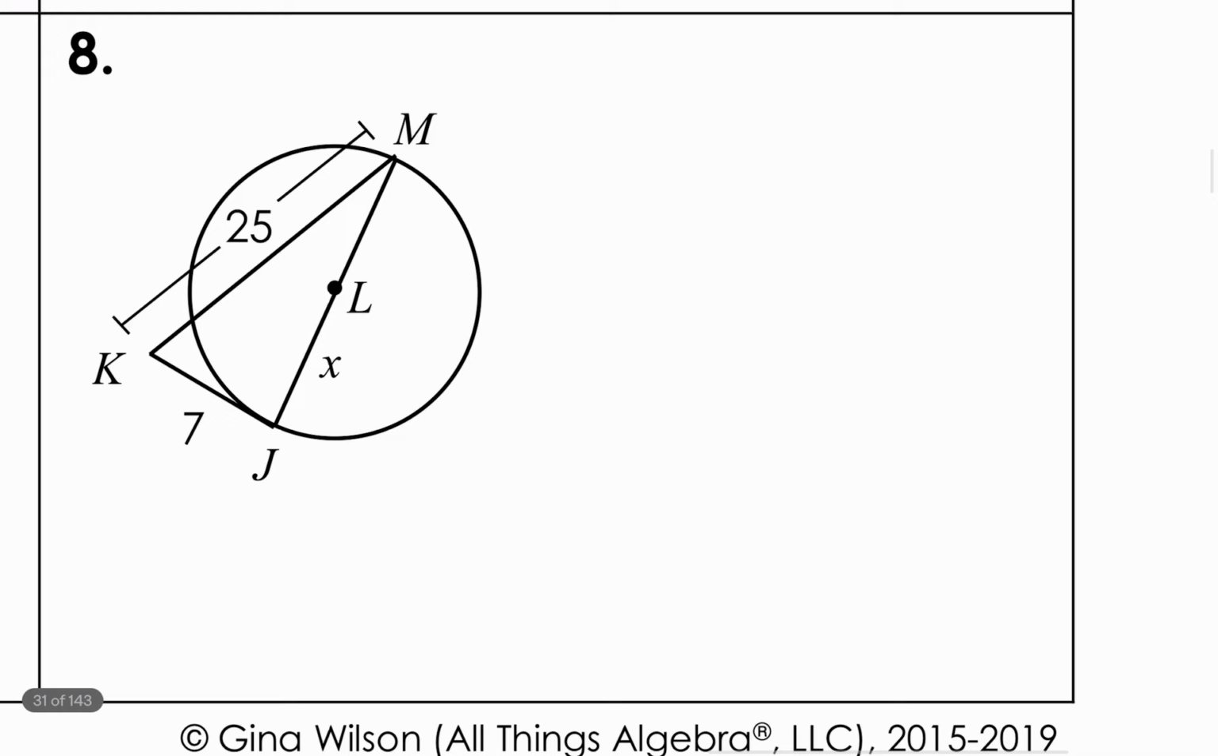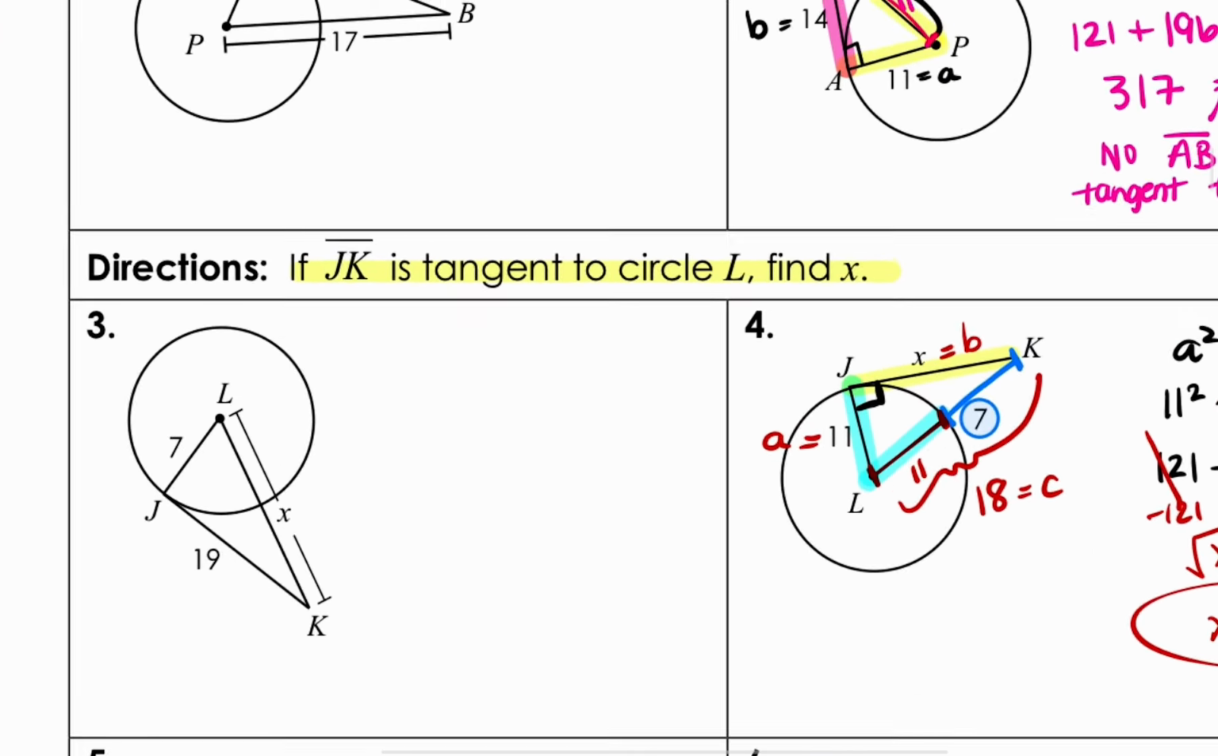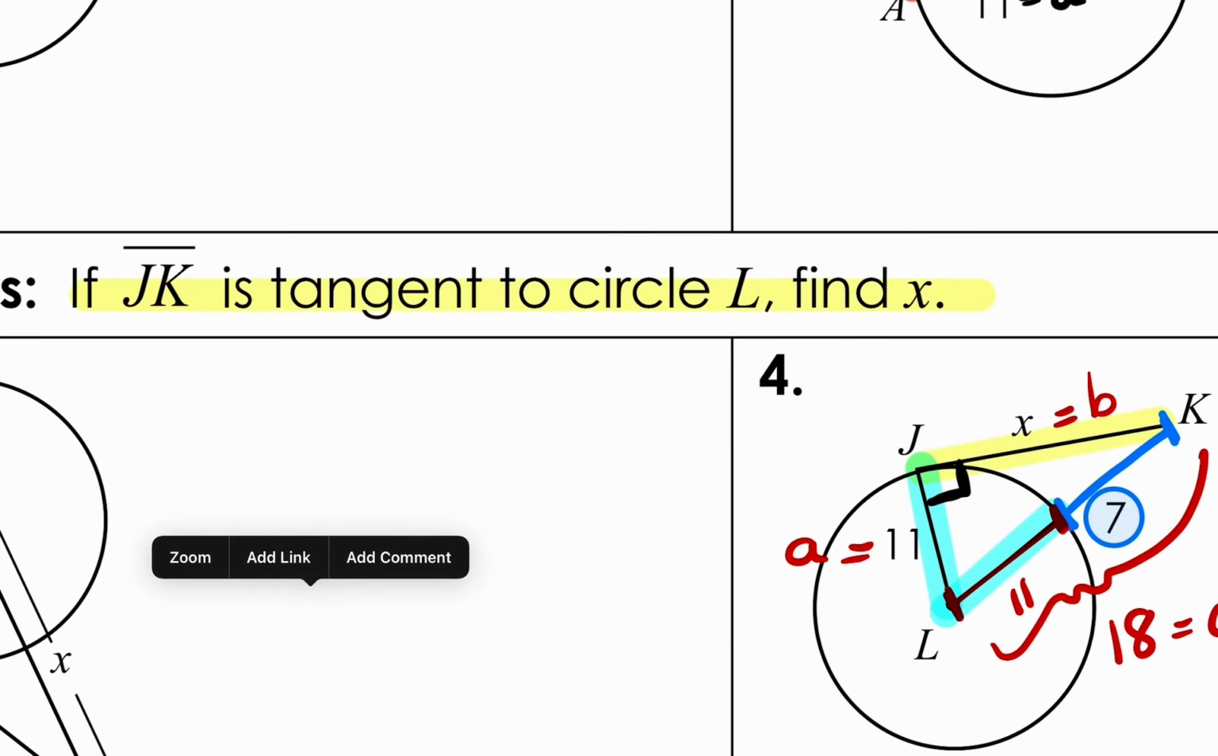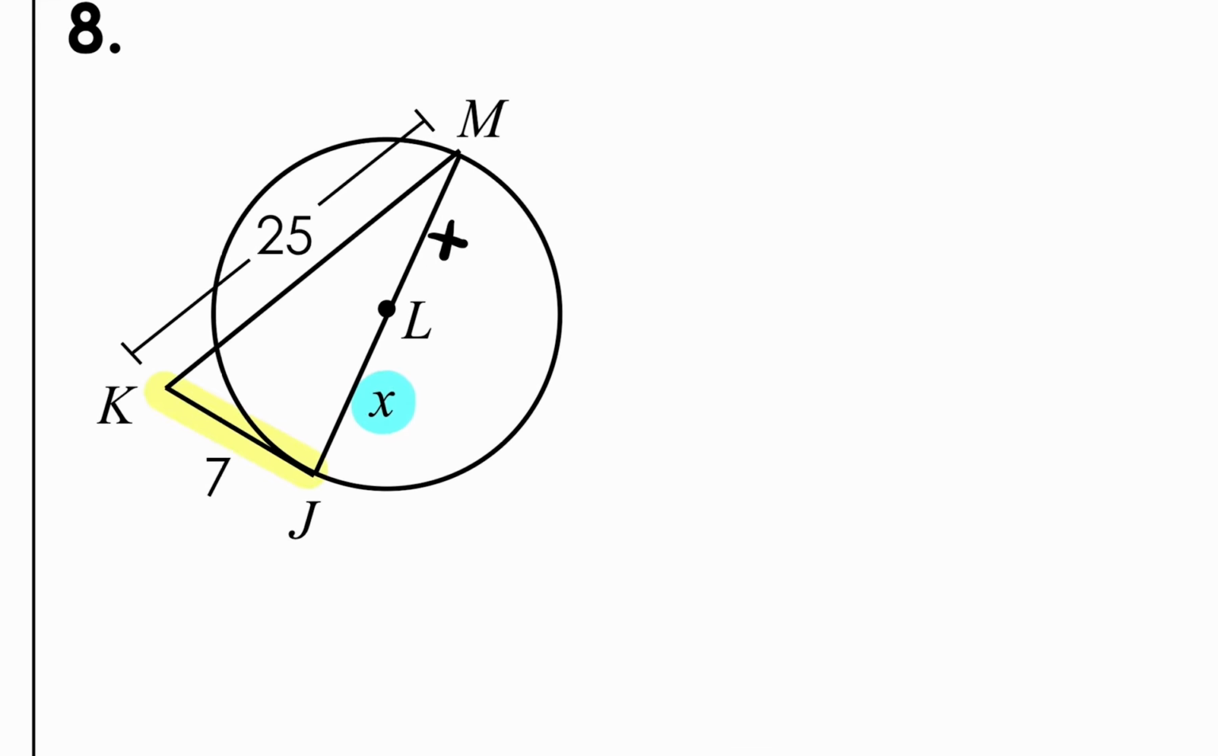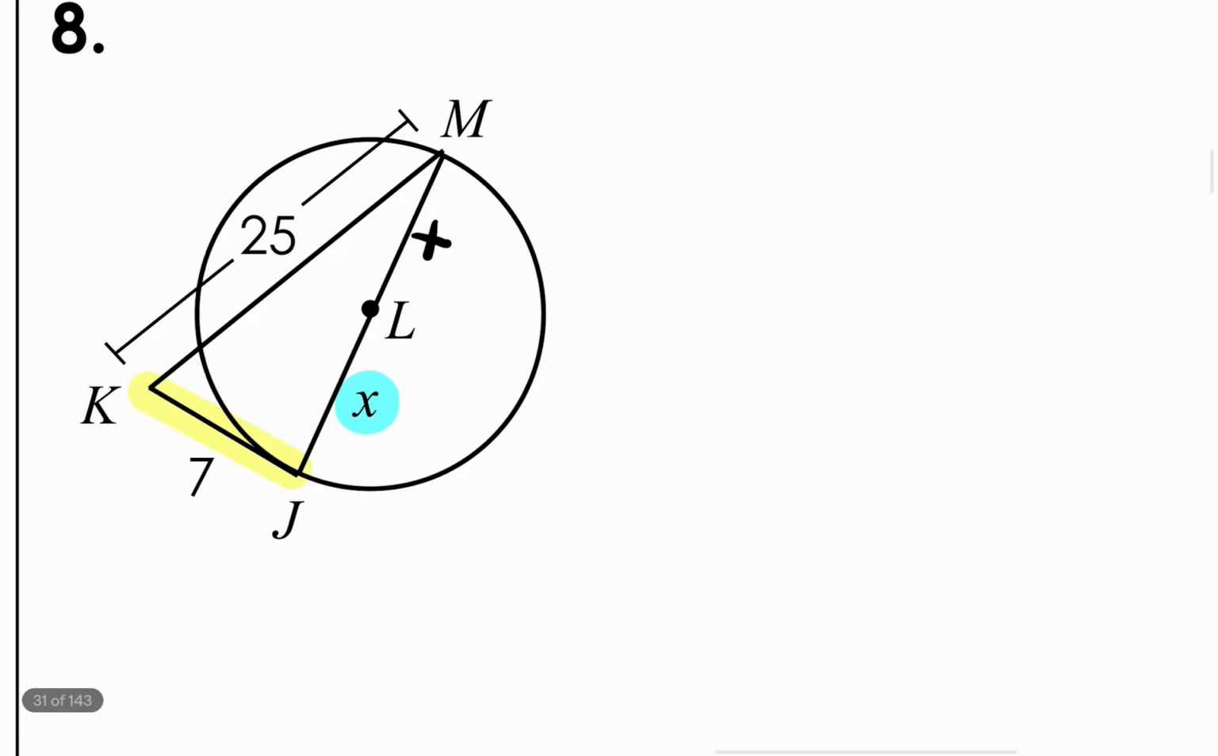Number 8. With number 8, we do not know the radius of the circle. So this is also x as well. We have that the tangent line is JK, and that was just from the directions that we read earlier. If JK is tangent to the circle L, find x. So we're saying that JK is tangent to the circle. And the tangent line as well as the radius should create the 90-degree angle.